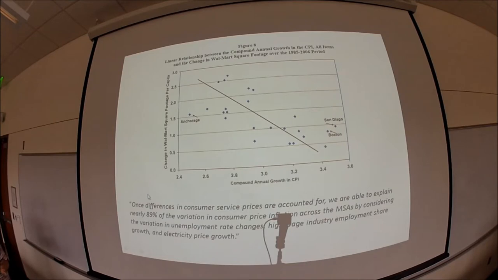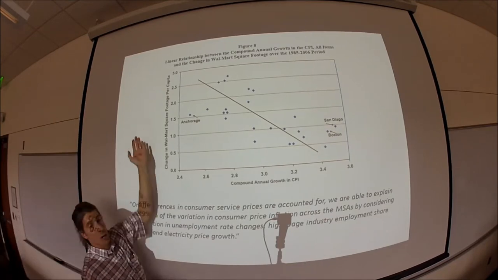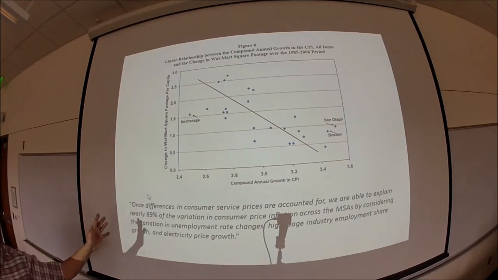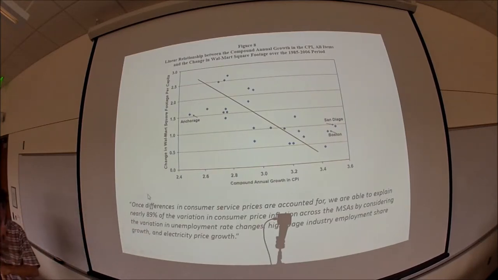What do you mean, square footage change? That's what it says, change in Walmart square footage. I'm assuming in San Diego from 85 to 86, they increased their square footage presence in that metro region by 2%. I'm assuming that's what they mean. It's been a while since I read this. So what they're claiming is that something they built is correlated with change in CPI.